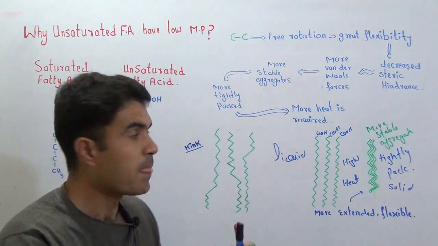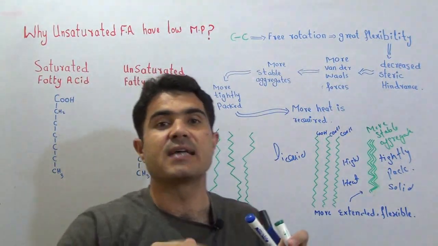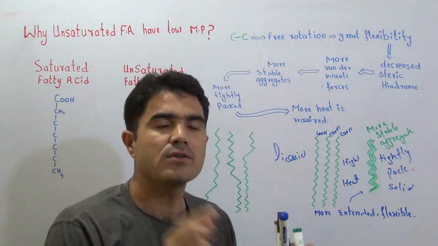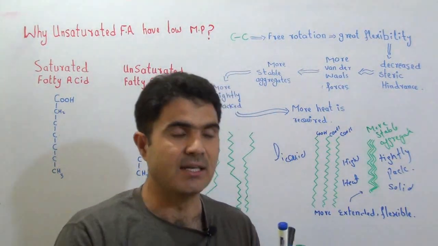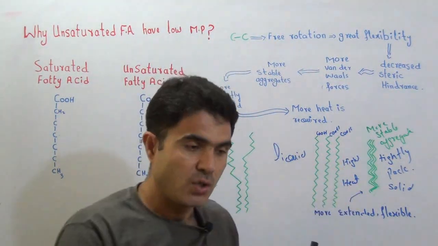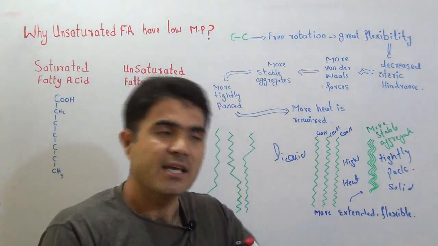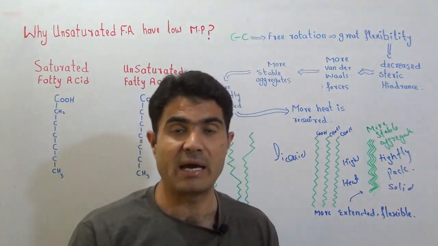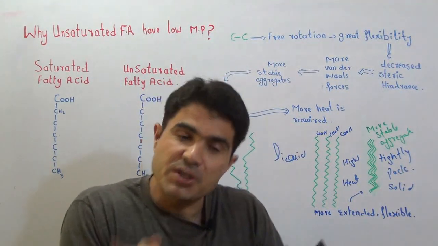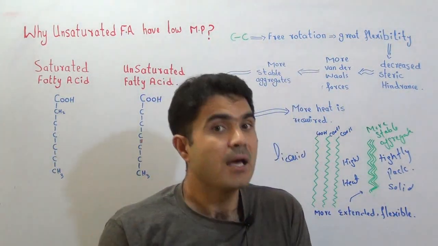So we say that the melting point of the saturated fatty acid is high, meaning if you want to melt a saturated fatty acid, you need more heat, more temperature. After you provide more temperature, it will melt. So that was the reason why saturated fatty acids have a high melting point, which was not the topic.